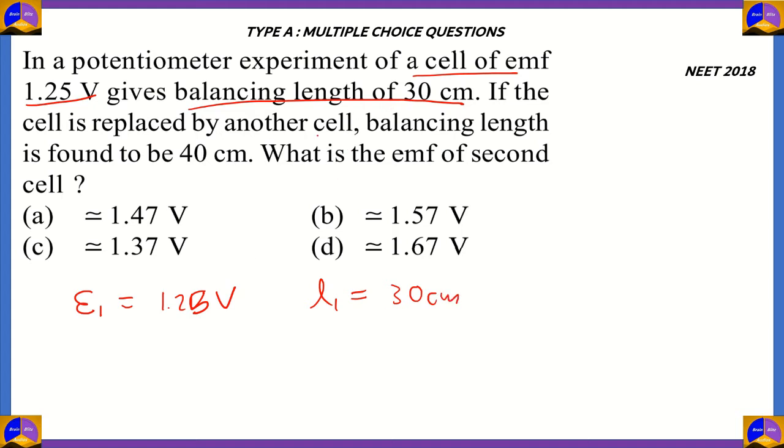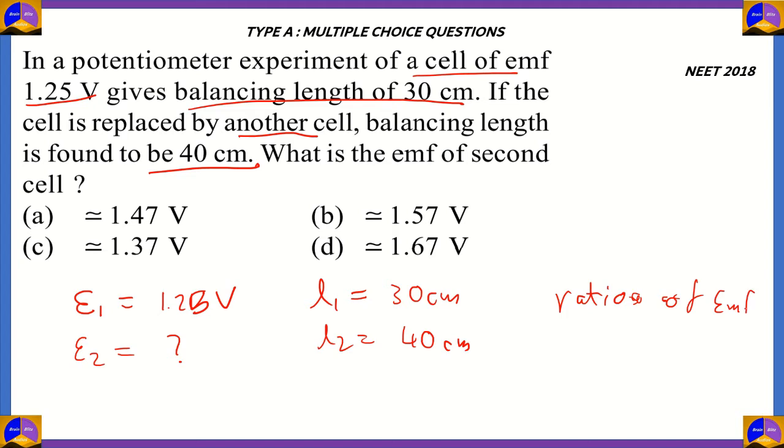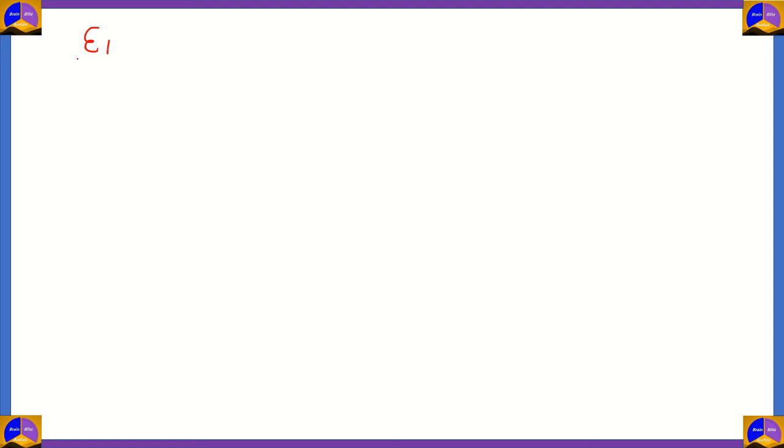Now if the cell is replaced by another cell, the balancing length is 40, so that means L2 equals 40 centimeters. The trouble is they haven't given us the value of E2, so we need to find out the EMF of the second cell. How do we find out this quantity? We use the ratio of EMFs in a potentiometer. So in a balanced condition, E1 divided by E2, that's the ratio between the two EMFs, is equal to L1 divided by L2, the ratio of the balancing lengths of the two EMFs.